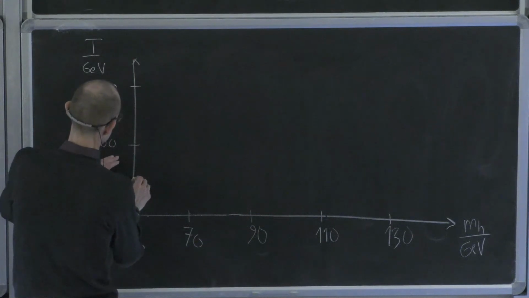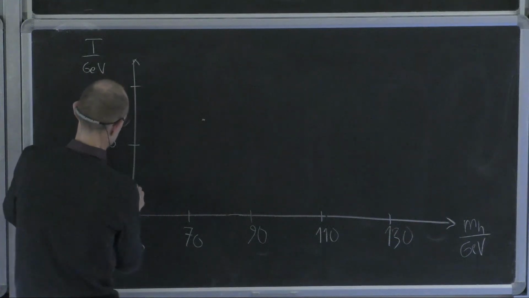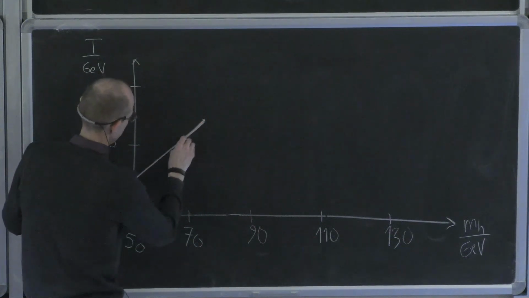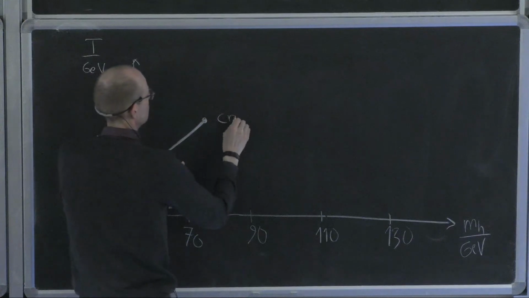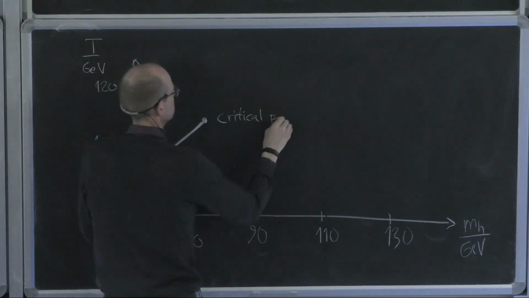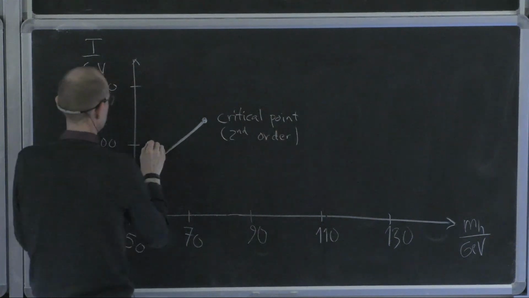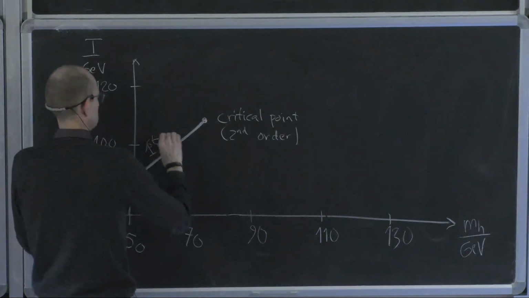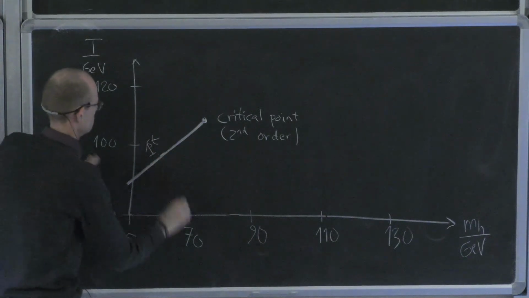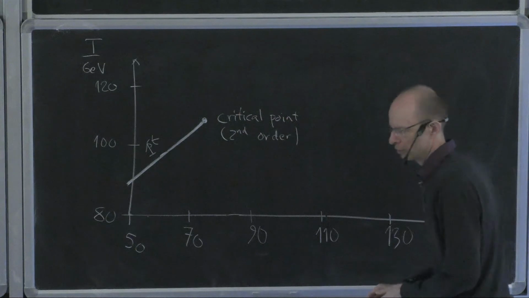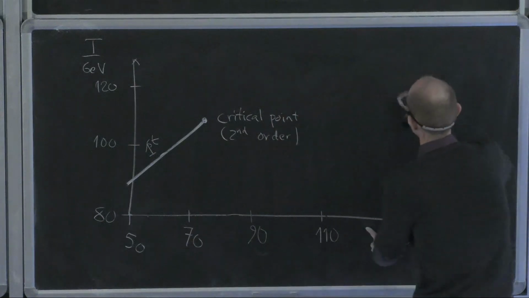There is a line of first order transitions that comes from here and then ends about here. It's exactly the same type of line as we saw with water: a critical point, second order. There are first order transitions here. And then the real world is where our cosmic trajectory is somehow here.